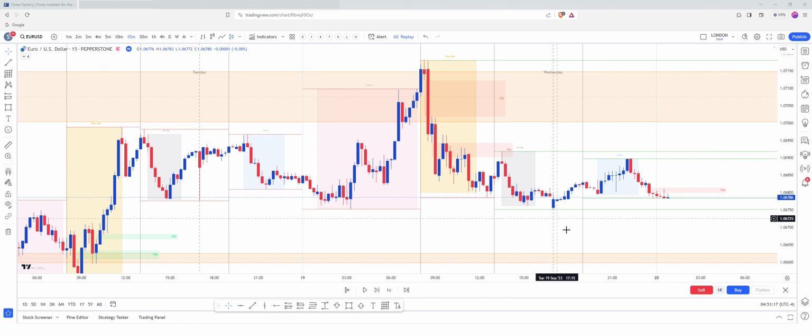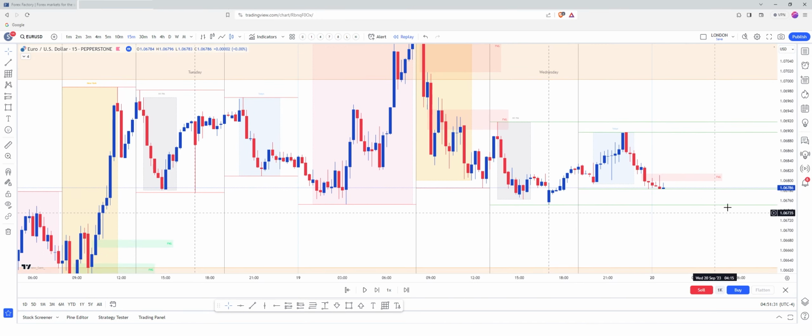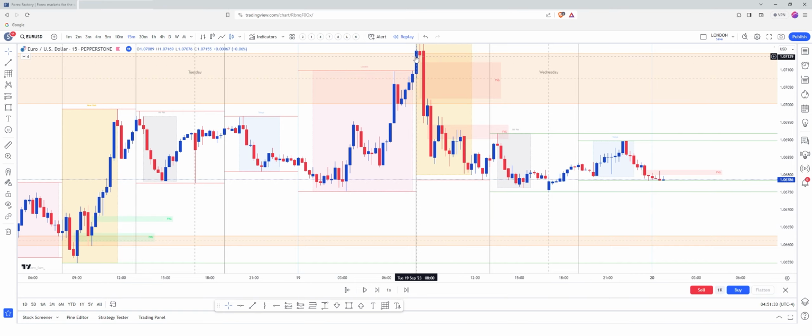The session liquidity tracker is showing us untapped levels of liquidity with these extended green lines. When liquidity is taken, then we get a red line. So we can see, essentially, we've put in a high on Tuesday.